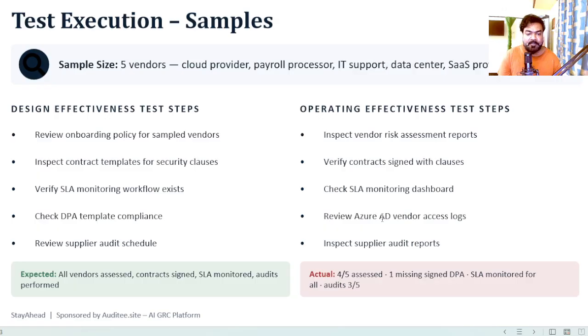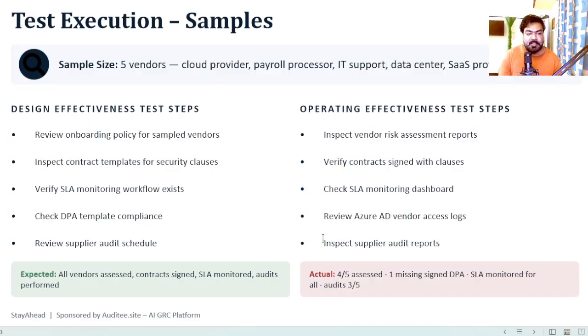On the design side, we review the onboarding policy for each sample vendor, inspect their contract templates for security clauses, verify the SLA monitoring workflow exists, check DPA template compliance, and review the supplier audit schedule. On the operating side, we inspect the vendor risk assessment reports, verify contracts are signed with clauses in place, check the SLA monitoring dashboard, review the Azure AD vendor access logs, and inspect the supplier audit report.